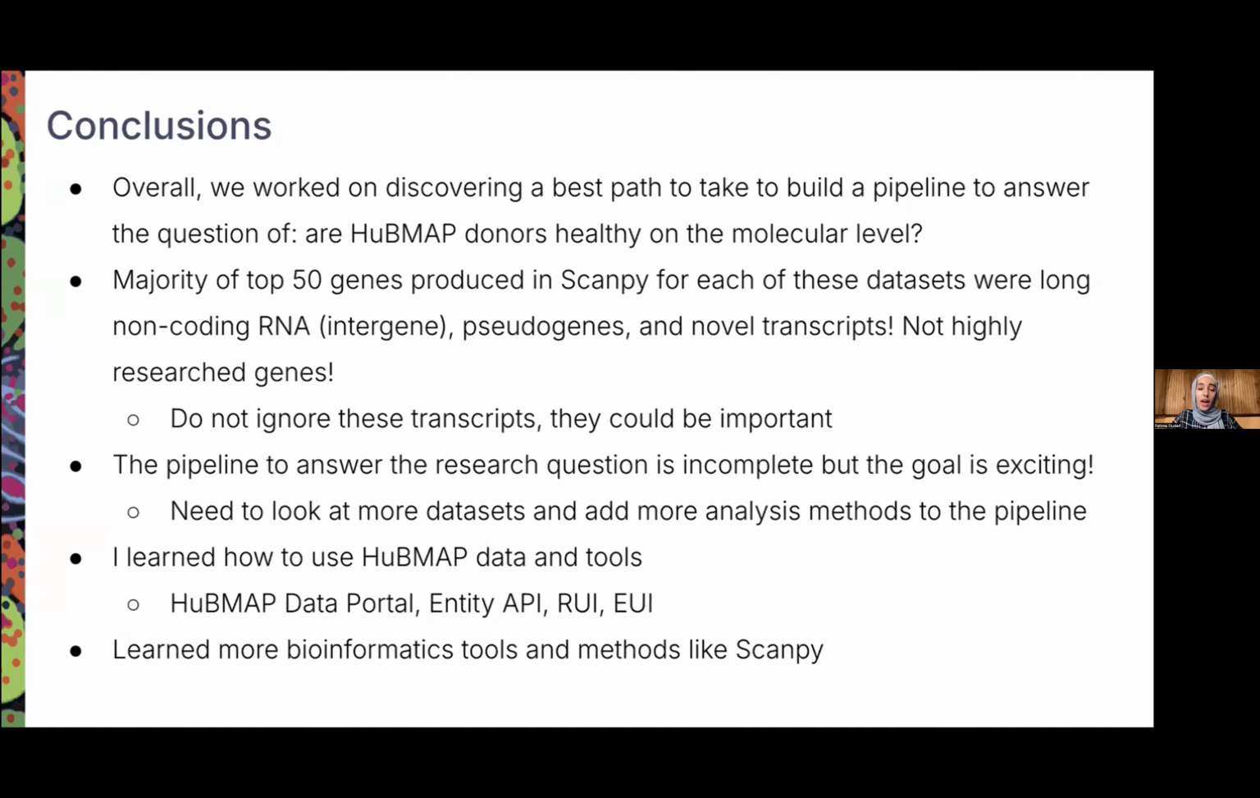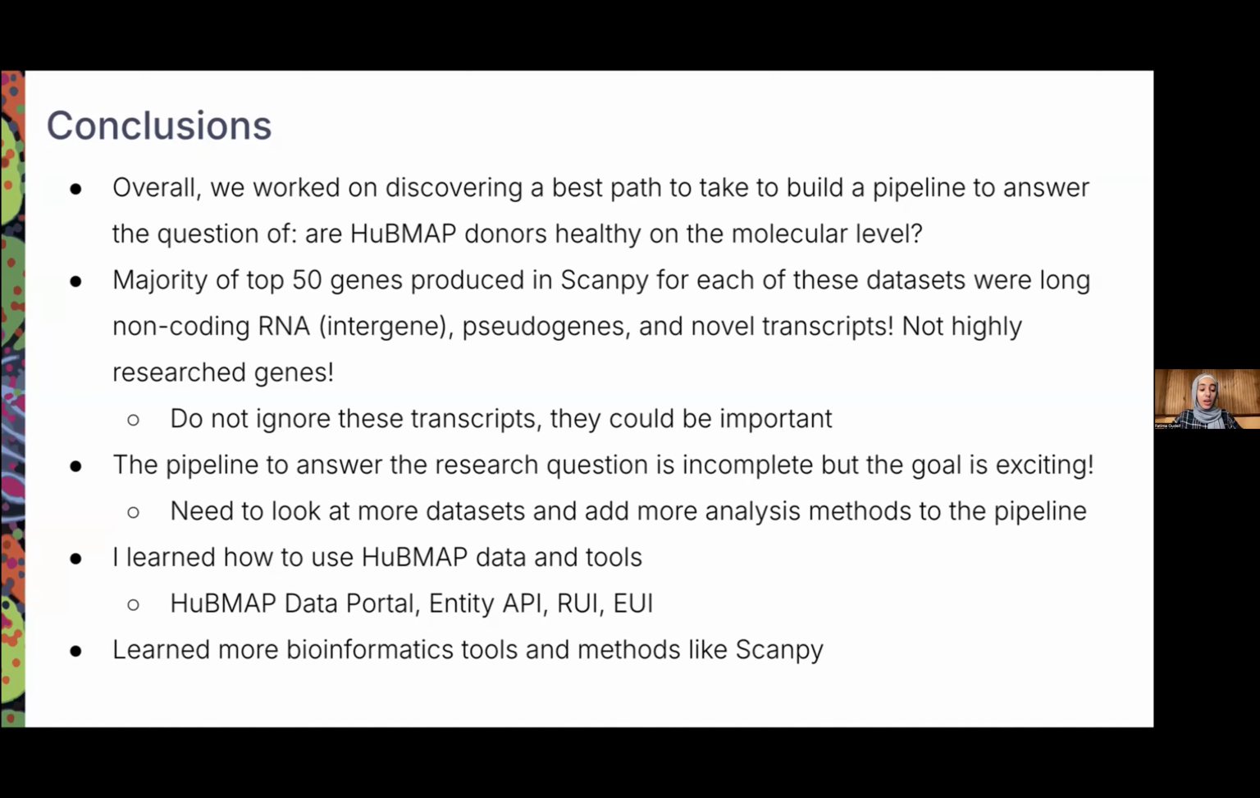But no, those top 50 highly variable genes that we saw in those dot plots weren't at all those highly researched genes that we're used to seeing. But it's important to not ignore these transcripts because they could be important. The pipeline to answer this research question is incomplete, but the goal is exciting. We need to look at more data sets and add more analysis methods to the pipeline to be able to perfect it.